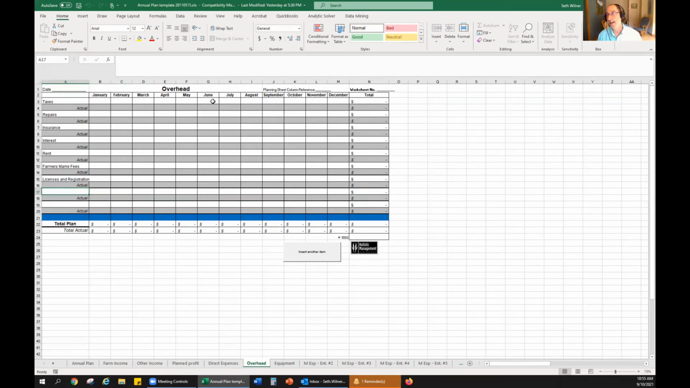So for us, taxes are due in New Hampshire in June and November often. So I don't know what you're going to put for your taxes. Maybe it's going to be $1,500 and maybe another $1,500. Really depends on the size of your land. Repairs, when they happen, there's a charge. And again, these enterprise budgets will at least give you a starting point for that, right?